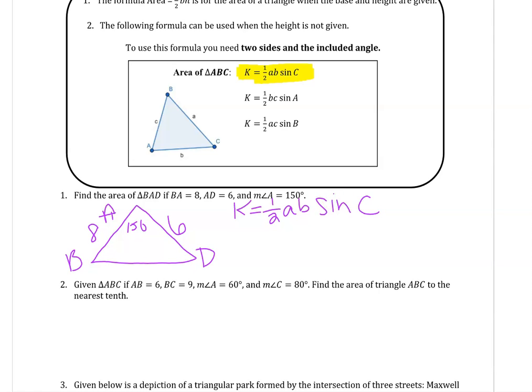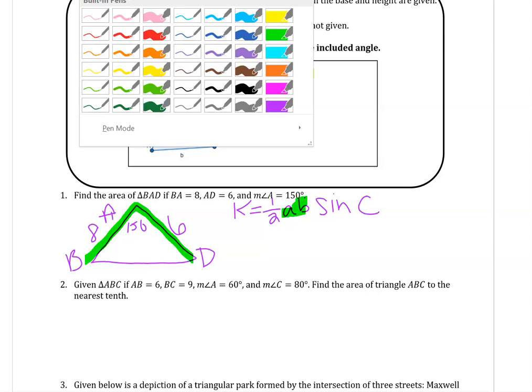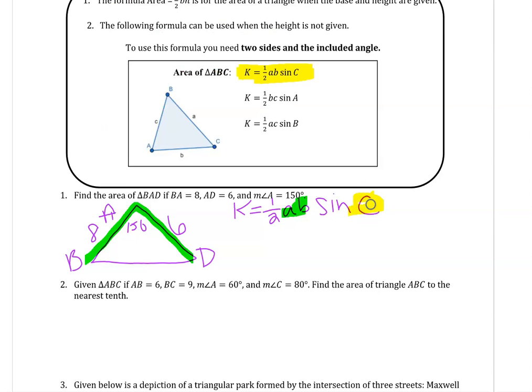It's not going to necessarily correspond to the letters that I have in my picture here. Technically, the letters I would be using are B and D for the sides. Okay, so these are the sides that include the angle. So whichever way you want to do them, 8 and 6 or 6 and 8. Angle C is the angle in between those sides.